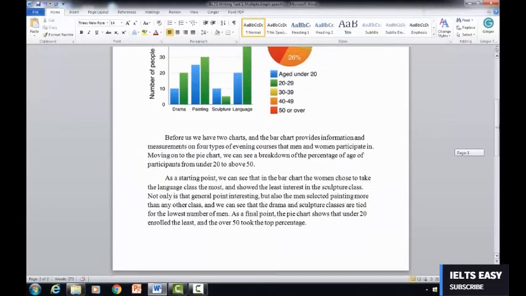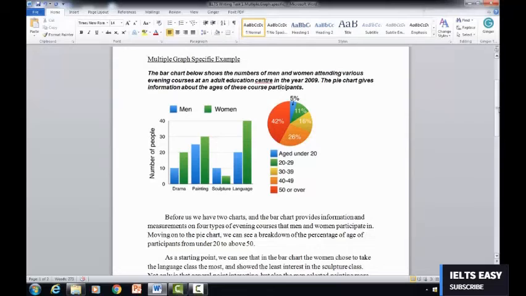Right now, for paragraph 4, we're going to talk about the pie chart. For paragraph number 4, we're going to talk about the pie chart, and we're going to make comparisons of the numbers for the pie chart. We can see for the pie chart that the top category is 42%, and the next closest one is 40 to 49, which is at 26%. Okay, and we see the lowest is under 20, which is at 5%.